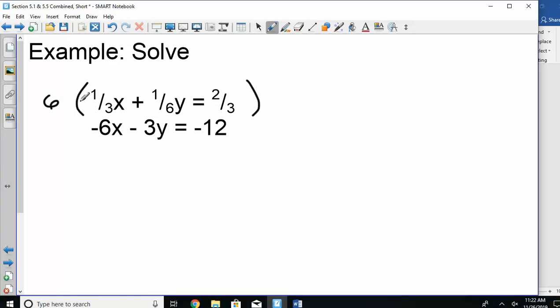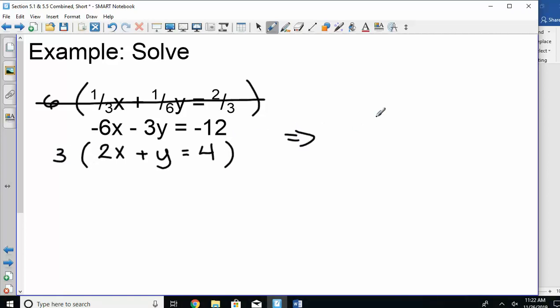Let's start there. If I just multiply that one by 6, 6 times a third gives me 2x. 6 times 1/6 is 1y. 6 times 2/3 is 4. So if you have to, get rid of your fraction first. Now what do you want to multiply by? 3 on the bottom. Okay, so my equations.